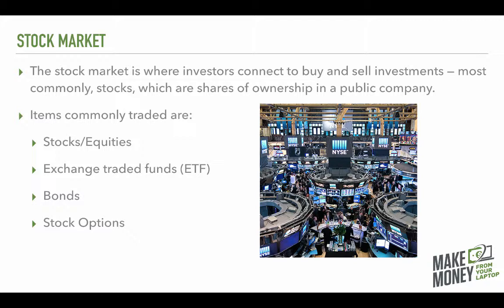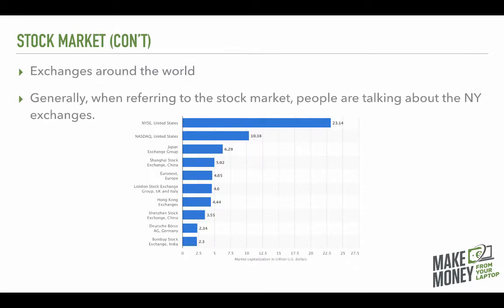The stock market is a place where investors connect to buy and sell investments. Most commonly, they're selling stocks, which are shares of ownership in a publicly traded company. There's a lot that's traded out there, but most commonly you've got stocks, equities, ETFs, which are exchange-traded funds, bonds, and options that are traded on stocks.